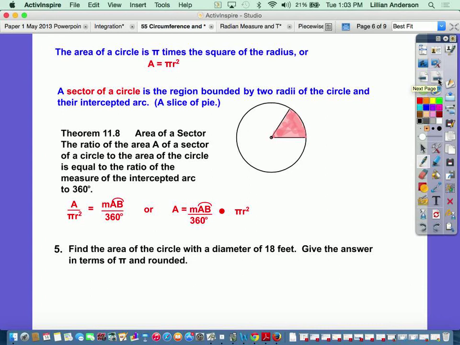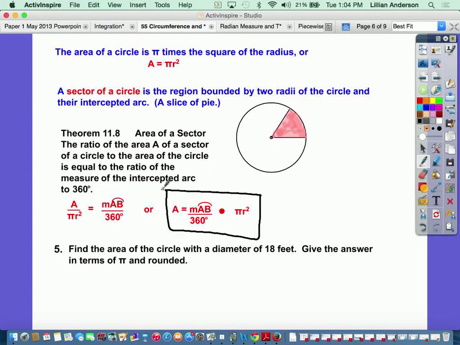The area of a circle is, you should know this, pi r squared. Now, when you're trying to find the area of a sector, it's very similar to the formula to find arc length, but instead of multiplying by 2 pi r, you multiply your measure of your arc divided by 360 by pi r squared. This is how you find the area of a sector.